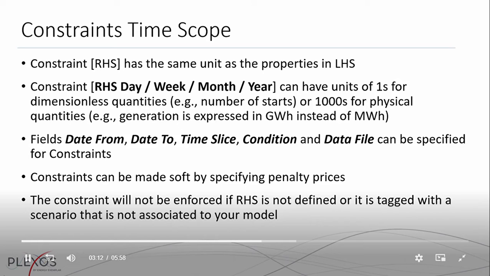Constraints can be written in combination with the date from, date to, time slice, or data file columns. Constraints can be made soft by defining a penalty price, which means any violation of the constraint will be at the penalty price. If the right-hand side of the constraint is tagged with a scenario, then that scenario object must have a membership with the model to be run.